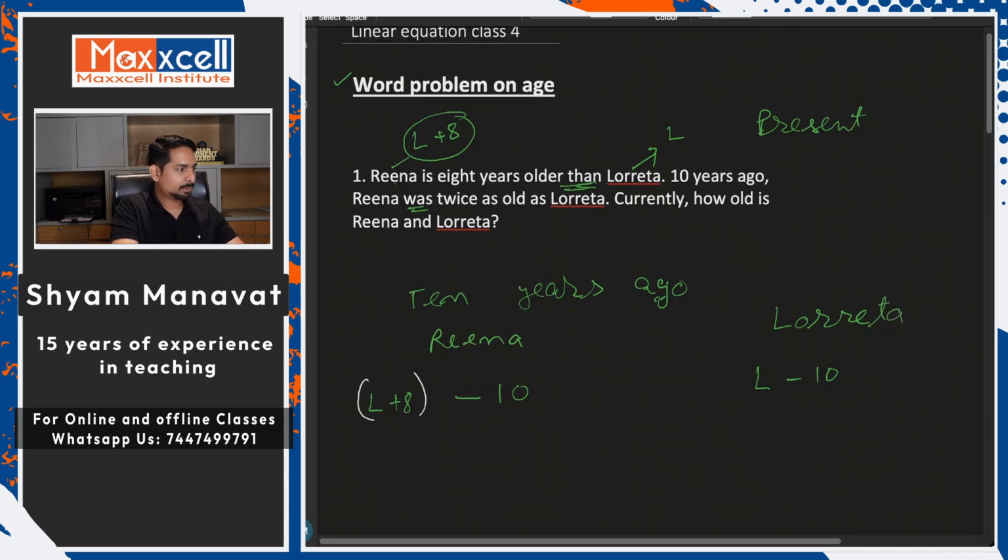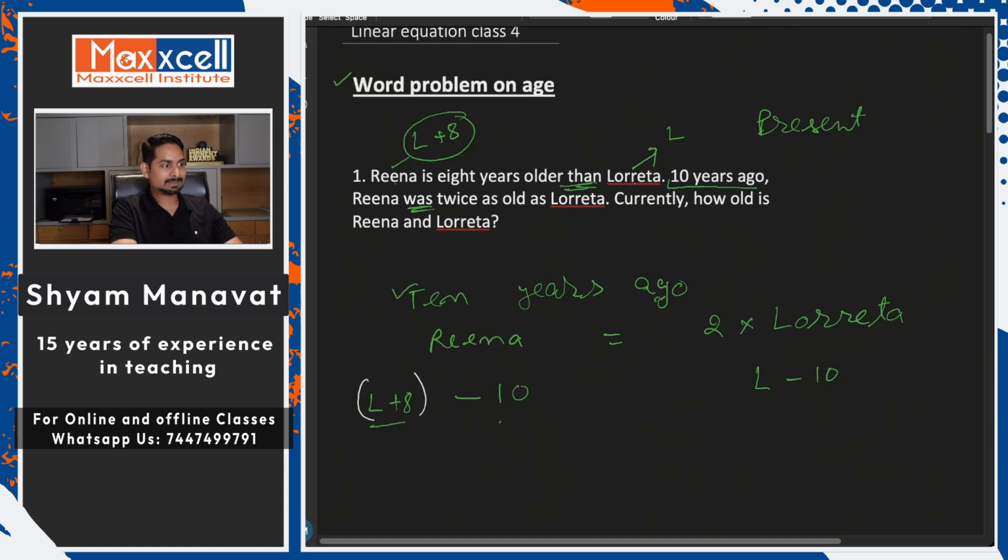So the question said Rina is twice as old as Loretta. Twice, two times. Did you understand this? How did I convert this statement into an equation? 10 years ago.